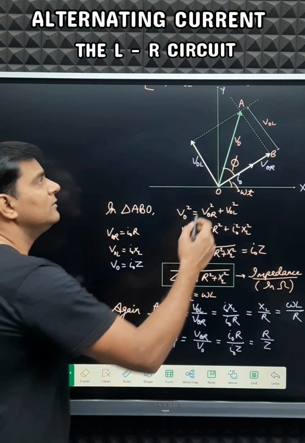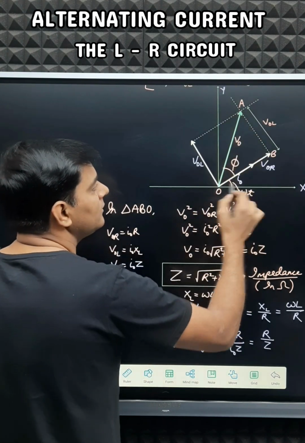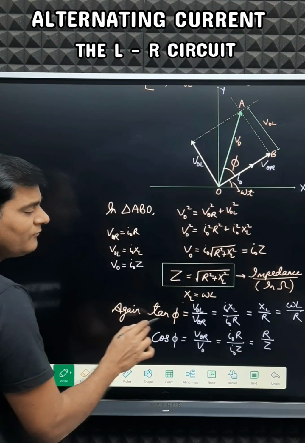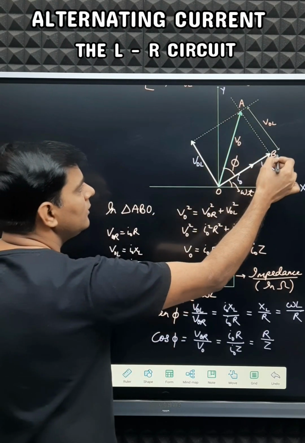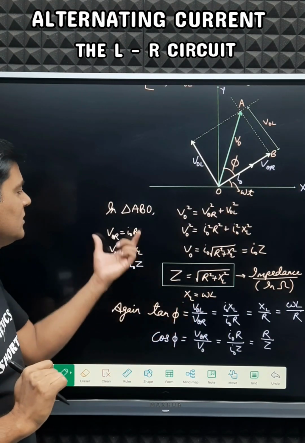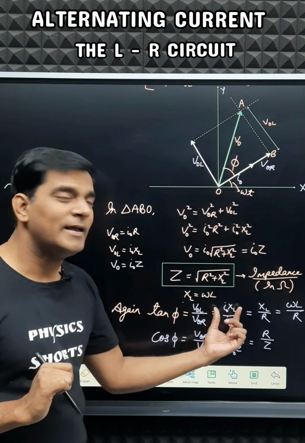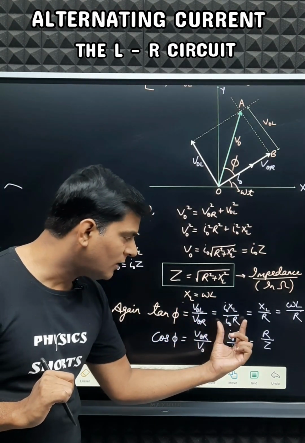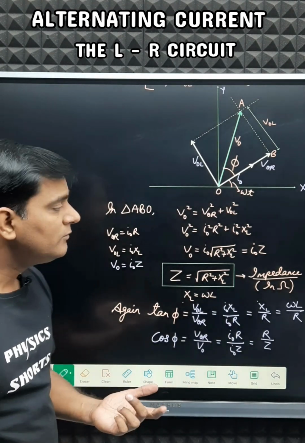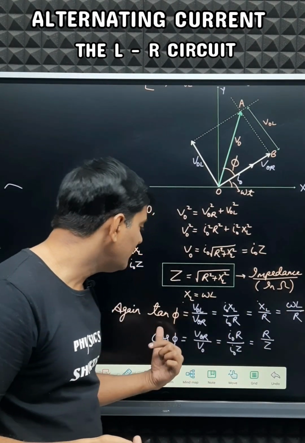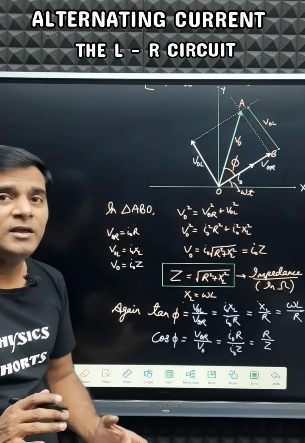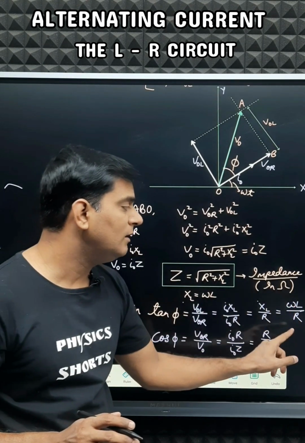Again, if we find the phase difference between voltage and current, then in this right angle triangle AOB, tan phi will be what? It is perpendicular upon base. So it is VOL upon VOR. Using Ohm's law again, VOL is I0 XL, VOR is I0 R. I0 will cancel out and we get XL by R. XL is what? It is omega L. So tan phi equals omega L by R. And we can write the phase difference phi equals tan inverse of omega L by R.